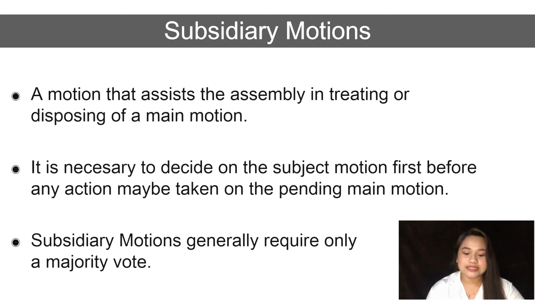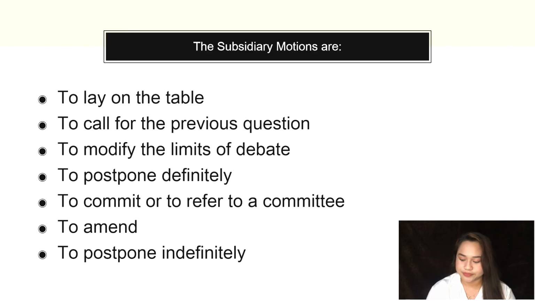A subsidiary motion is a motion that assists the assembly in treating or disposing of a main motion. This motion is clearly dependent on the main motion, which they may modify or dispose of. It is necessary to decide on the subsidiary motion first before any action may be taken on the pending main motion. Subsidiary motions generally require only a majority vote, but the motions to call for the previous question and to modify the limits of debate are not included.